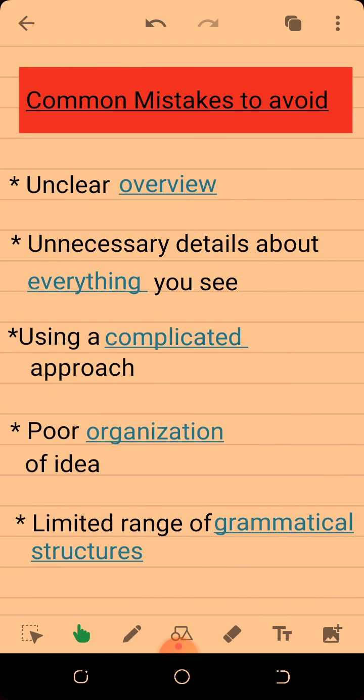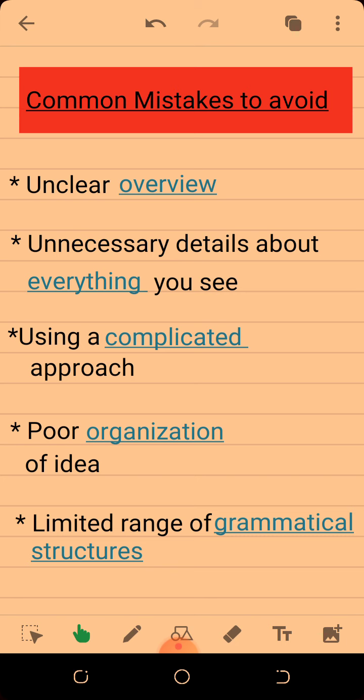So what are the common mistakes you should avoid? Avoid giving an unclear overview. Giving an unclear overview simply means that in your first paragraph, you will be required to state clearly a summary, which should not be short, but should be about 2 to 3 sentences in one paragraph, highlighting the important features in the given diagram. Here, you do not require any data. So you must state your overview clearly.